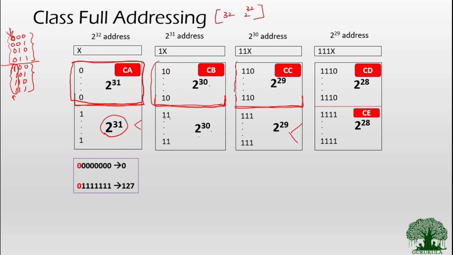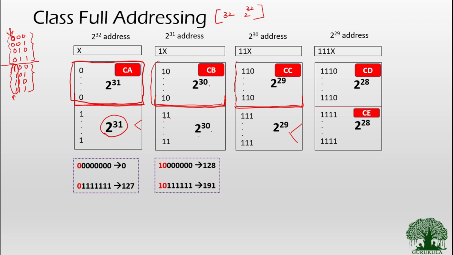Class A addresses will always start from all zeros to 127, which means the first bit is always 0 as far as class A is concerned, so that 0 is marked in red. You have to freeze that. So what will be the starting number and the ending number? The starting number will be all zeros, so the decimal value is 0, and it can run up to all ones, so the decimal value is 127.